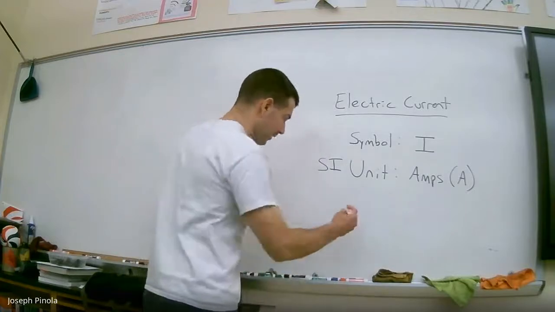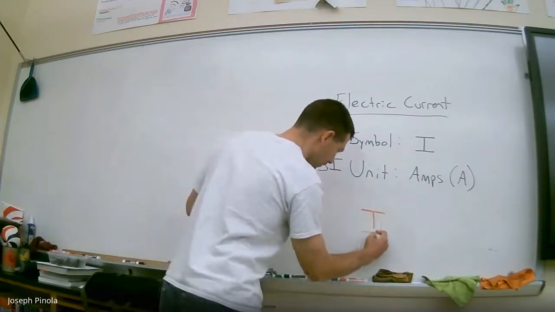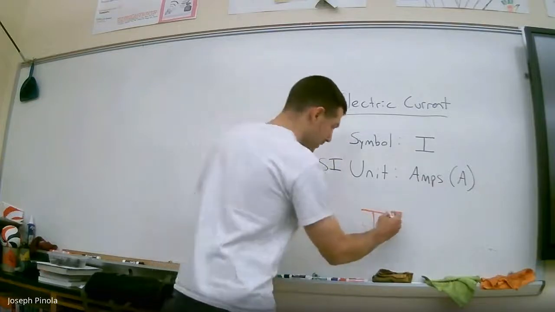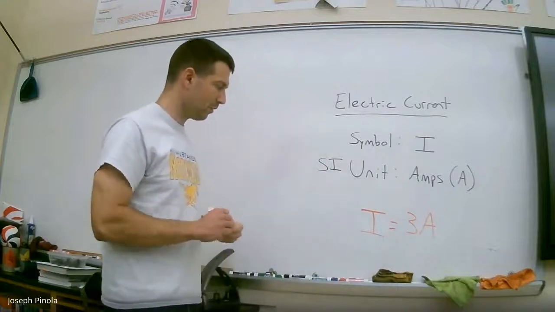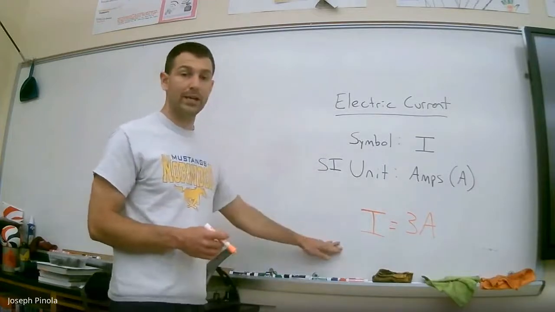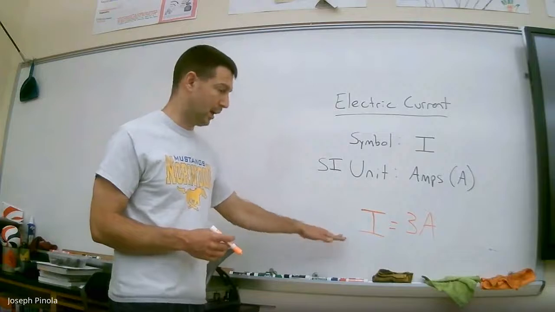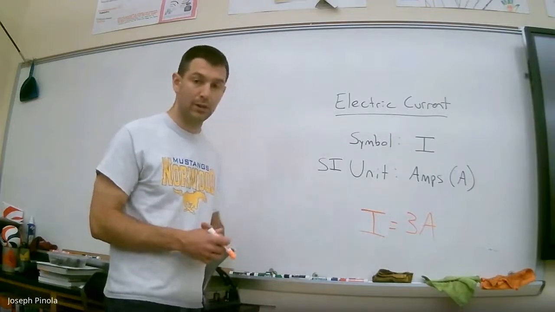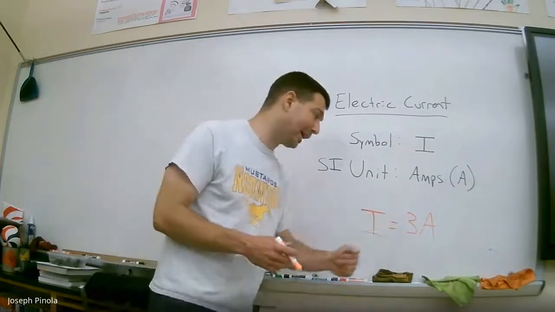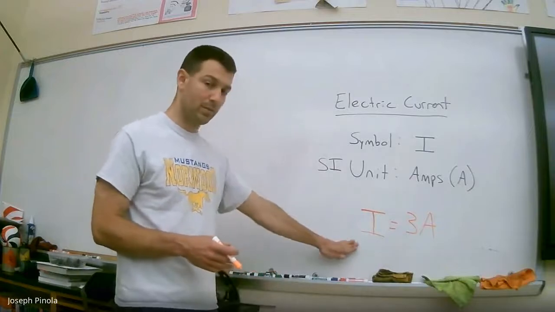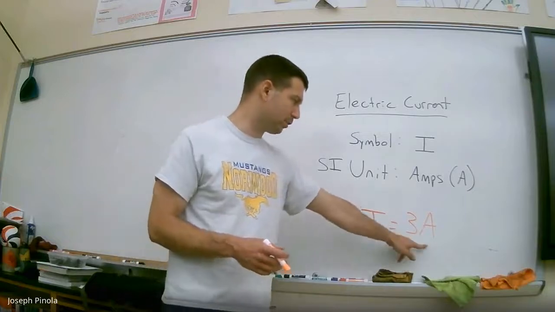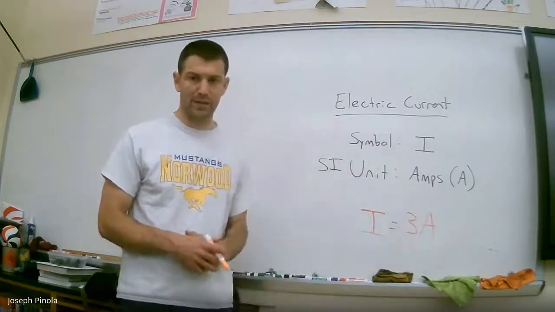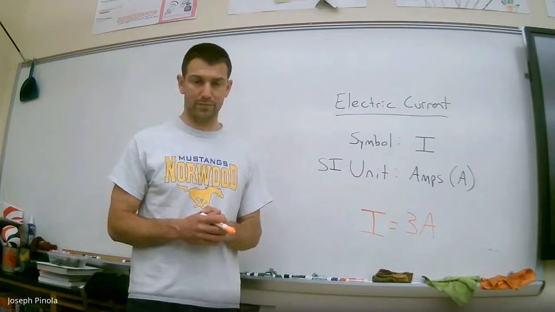So, if I was writing this out for an equation, I could write that the current I through a wire is equal to 3 amps. Notice I'm not writing A equals 3. I'm not writing I equals 3 without a unit. I'm not writing 3I. I'm writing I, which represents the current. That's the symbol for it, is equal to 3 amps. Amps is our SI unit.